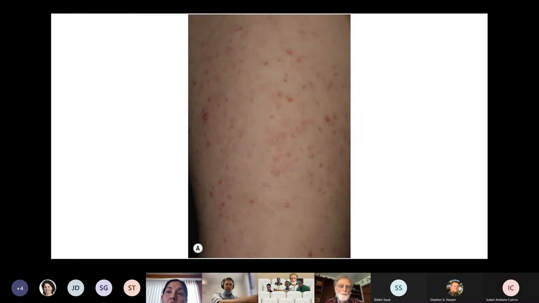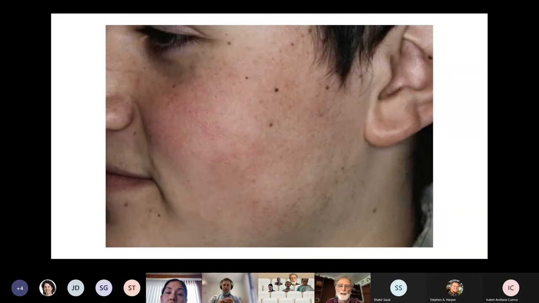It can get worse. It can get pustular. The pustules aren't infectious pustules in the beginning. They can get that way, and we'll see a case. But you've probably seen it on friends or relatives. What is that? Keratosis pilaris, very common.